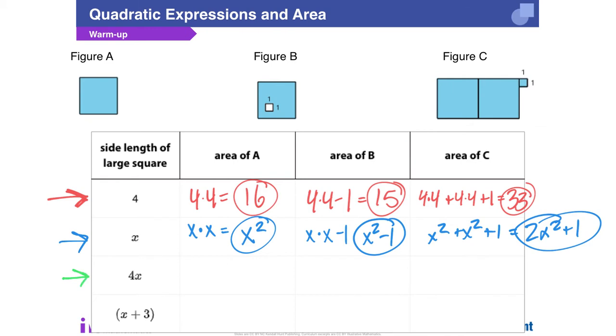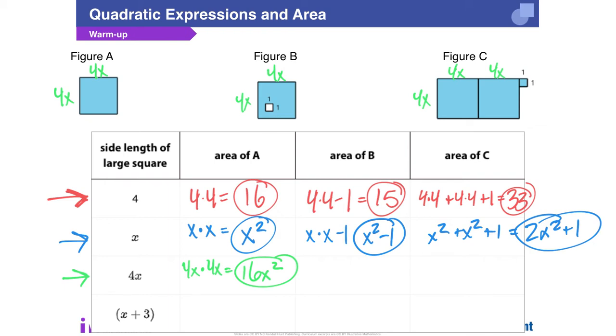In the next one, if the side length of the square was 4x, what would our areas be? So I'm just going to label these right now. And our first one, we'd have 4x times 4x. Well, that's going to be 16x squared. All of those terms are being multiplied. So you would just take 4 times 4, which is 16, and x times x would be x squared.